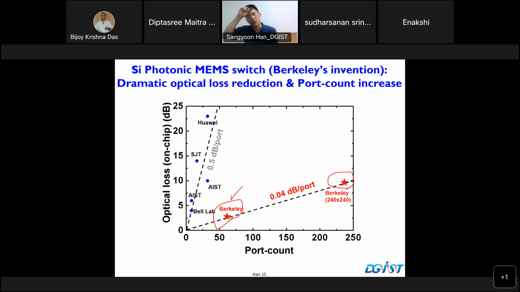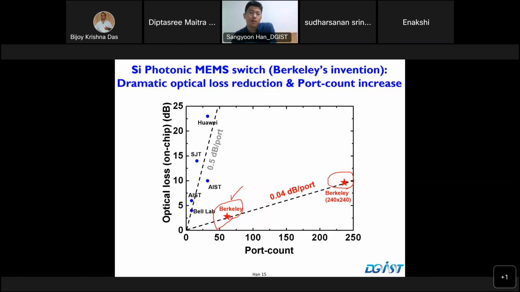After I left, Dr. Taejun Seok, who has now started a startup company using this technology, developed a 240 by 240 silicon photonic switch, which is the largest number of ports ever reported in an integrated-optics-based optical switch.